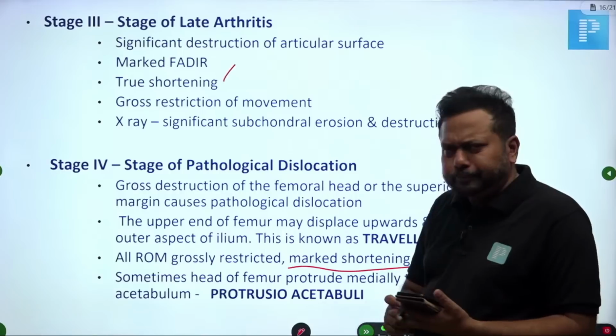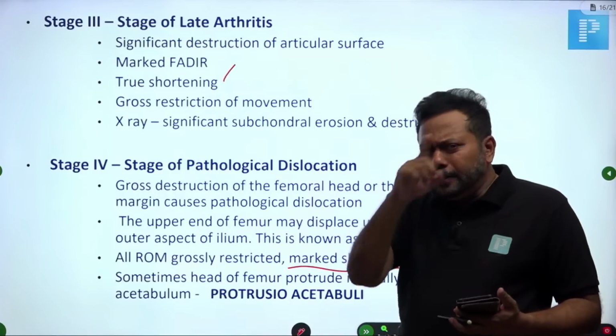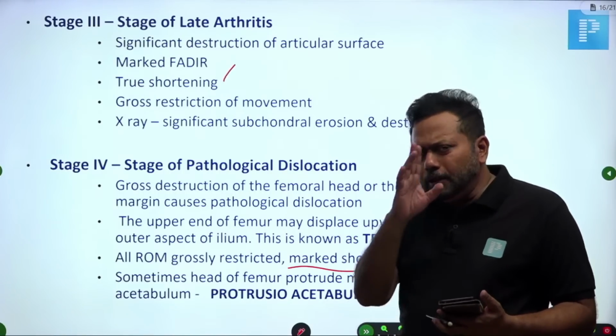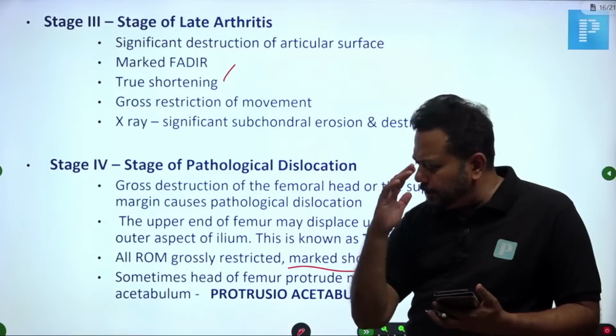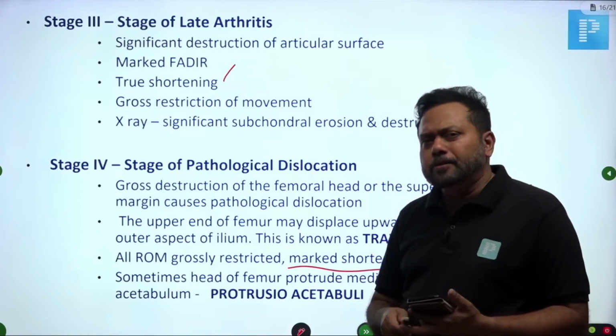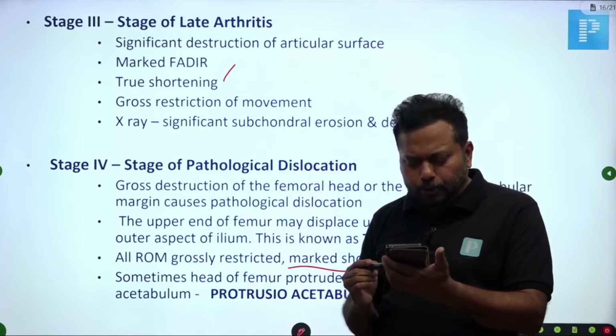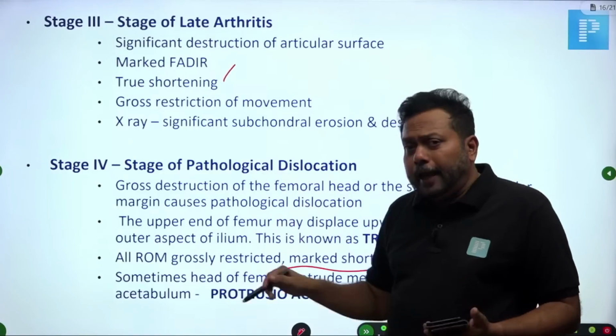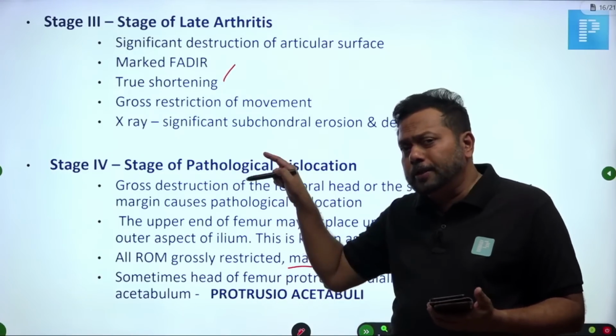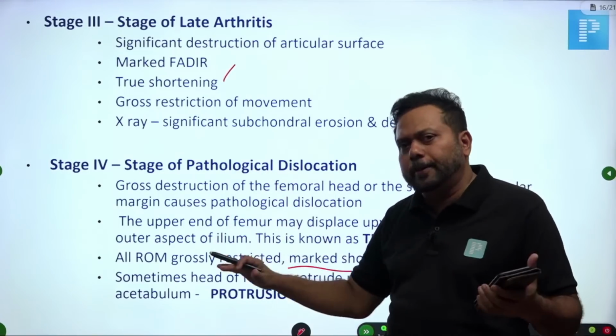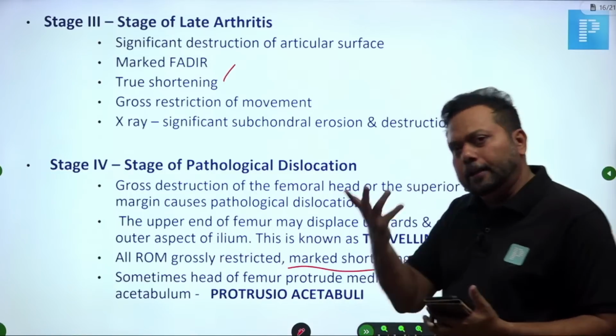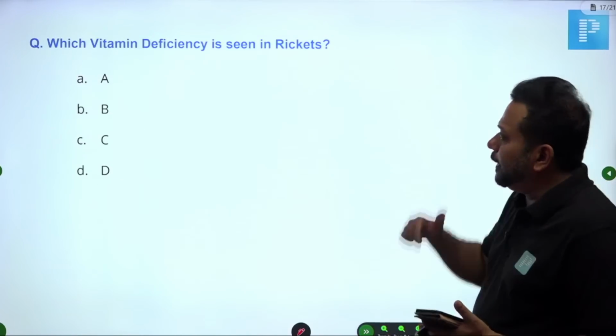So mostly, I think C should be the answer. Flexion, adduction, internal rotation. Okay, C should be the answer. In case of late arthritis, true shortening. But of the 9 questions, the only controversial question is this, dear friends. All other questions are very straight. Let us see. We'll move on to the next question.